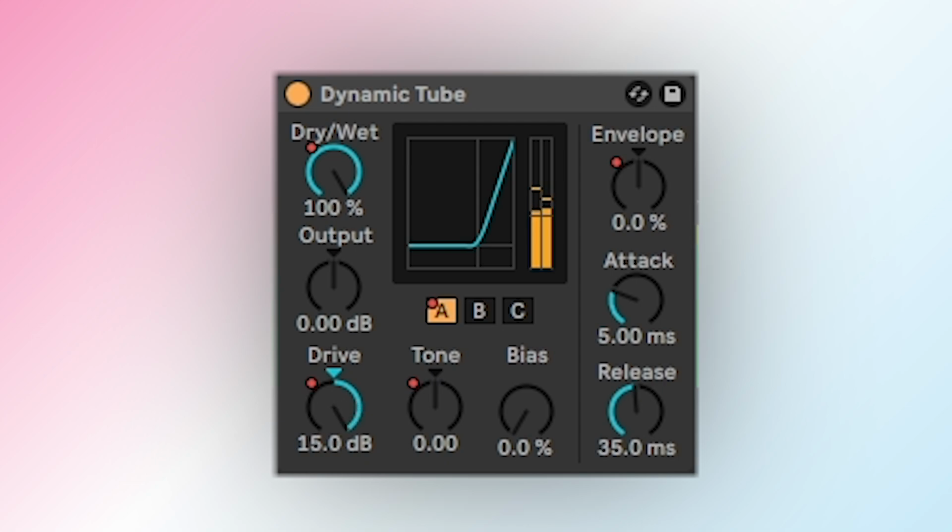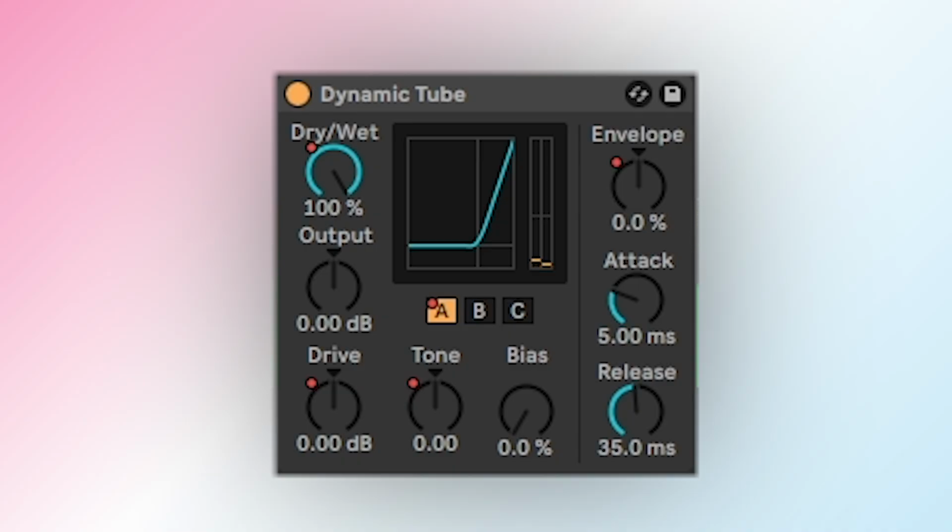What makes Dynamic Tube unique is its envelope follower, which dynamically modulates the bias control based on the input signal's level. Positive settings increase distortion on louder parts, while negative settings reduce it, highlighting softer details for evolving, expressive effects.